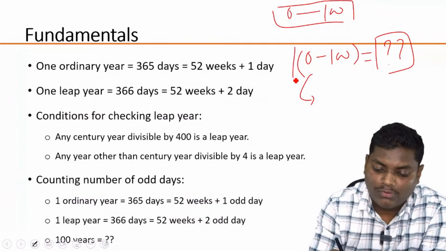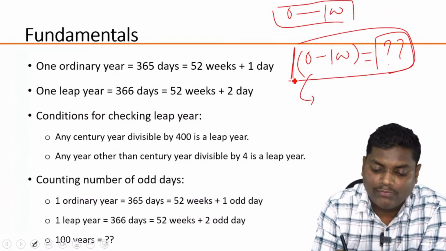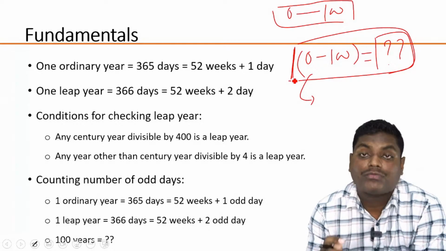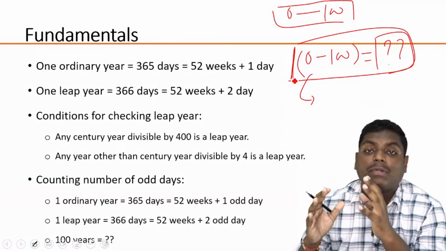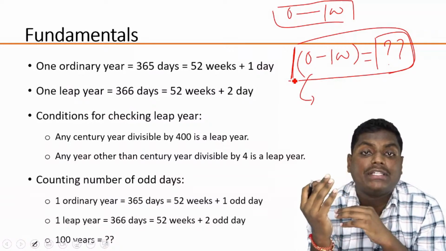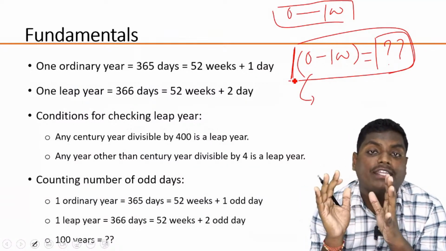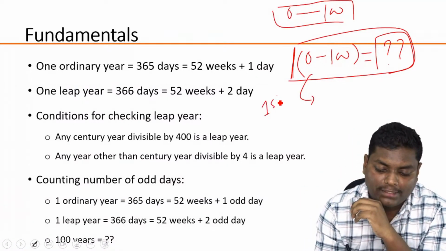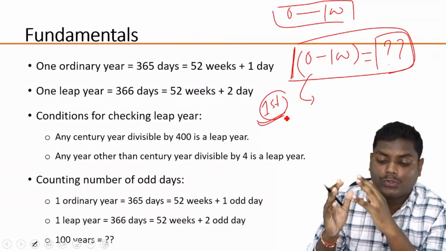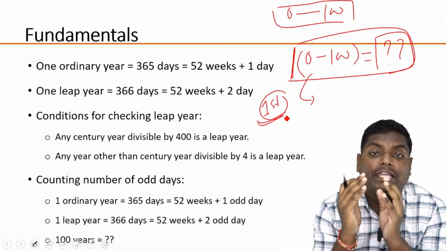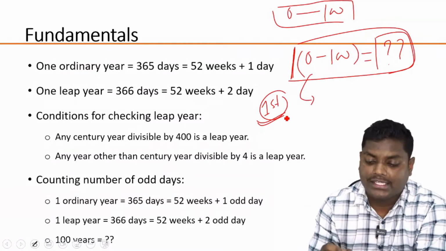Whenever we are counting the number of odd days for a period of years that is given to us, we'll see in this particular segment how many leap years are there and how many ordinary years are there. That is the first step. So the first step is to see how many leap years and how many ordinary years there are.